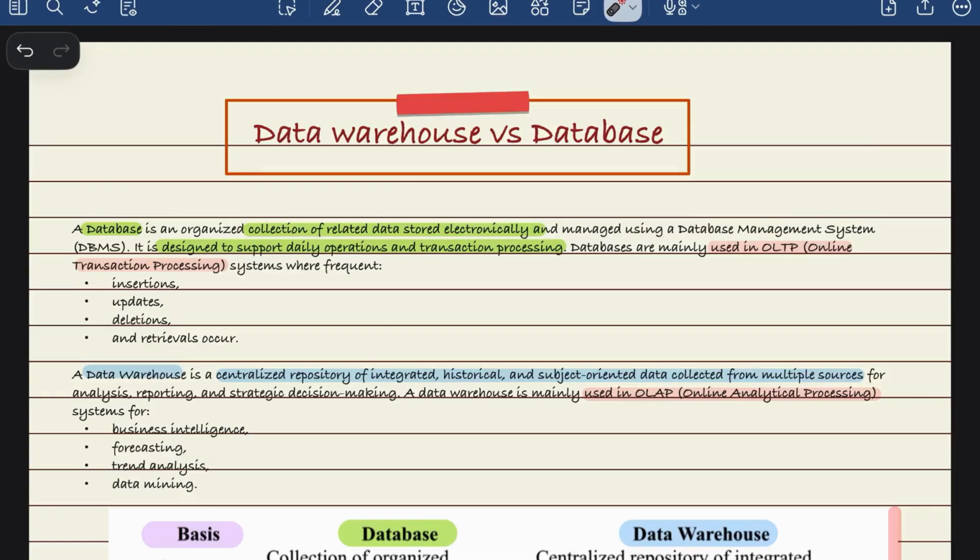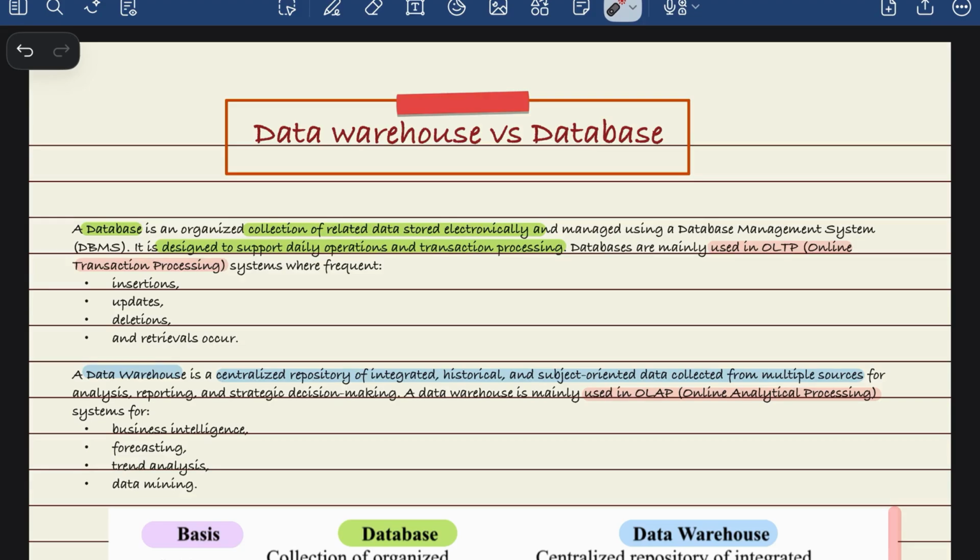Let's move on to understand the difference between a data warehouse and a database. Till now you might have a rough idea how they are different from each other, but let's dig deeper. A database is an organized collection of related data, and it is managed using a DBMS. You might have heard of it till now. And it is designed to support daily operations and transaction processing.